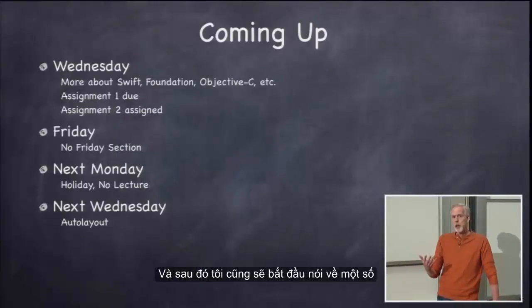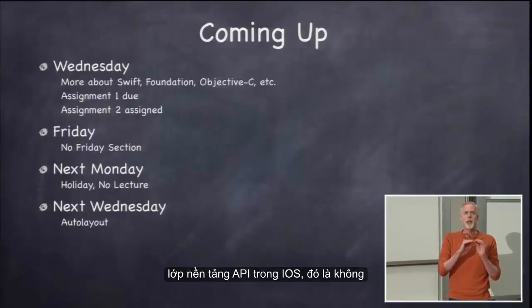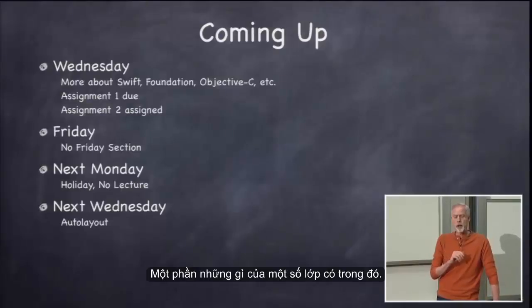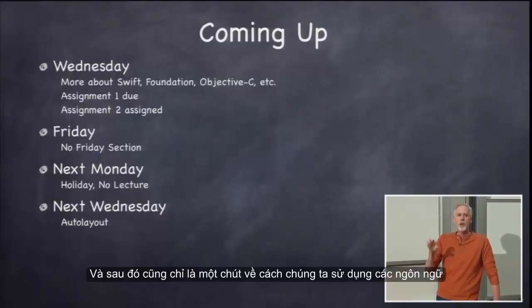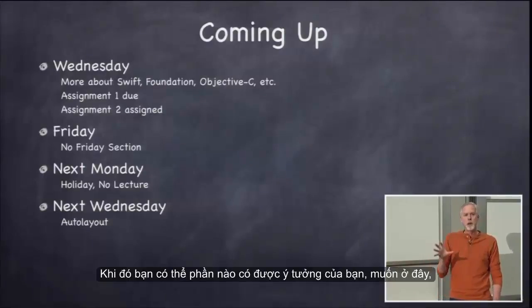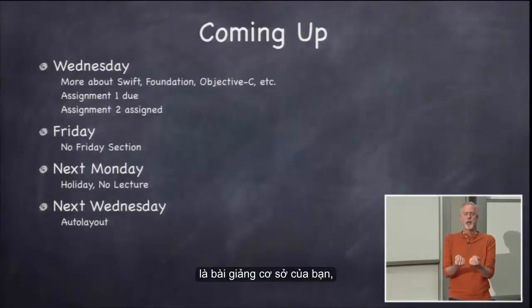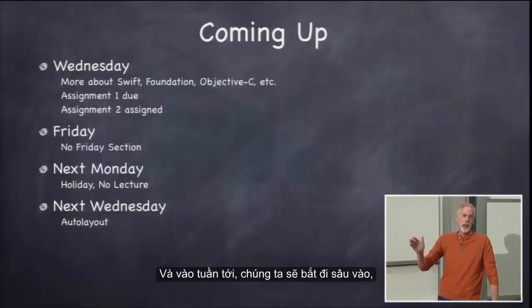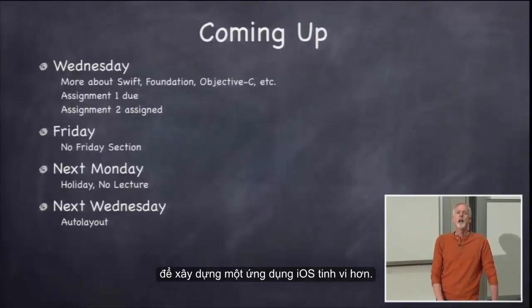And then I'm also going to start talking about some of the foundation layer API in iOS. That's the non-user interface layer, basically, and kind of what some of the classes are in there. And then also just a little bit of how we use the language features of Swift and Foundation in iOS, so that you kind of get it. It's kind of next Wednesday's lecture, this is going to be your baseline lecture. It's going to kind of get you grounded in how to do all this stuff. And then next week, we'll start diving in to building more sophisticated iOS applications.